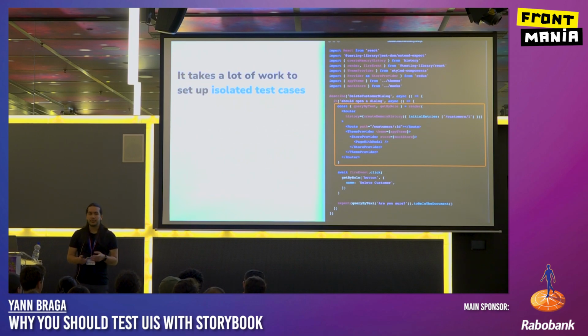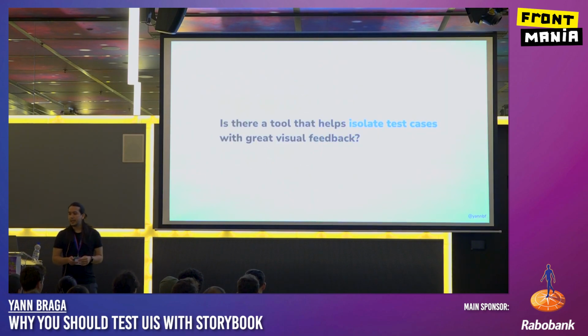And if you are using other tools such as Storybook, you might be doing pretty much the same thing. So that's pretty much duplicating the setup. So what if there is a tool that helps you isolate those test cases, but with a great visual feedback? Because, in Testing Library, you might be writing all of these things.